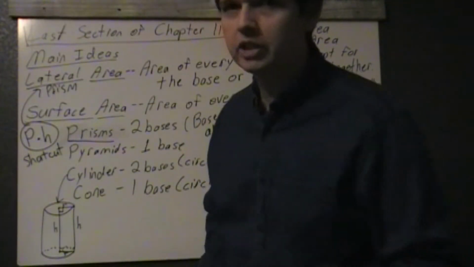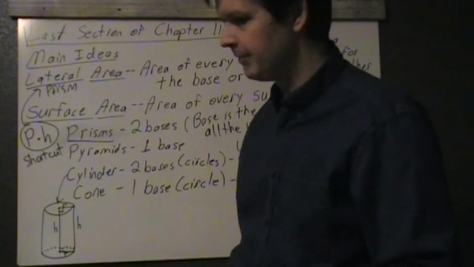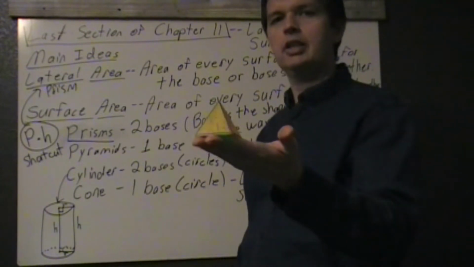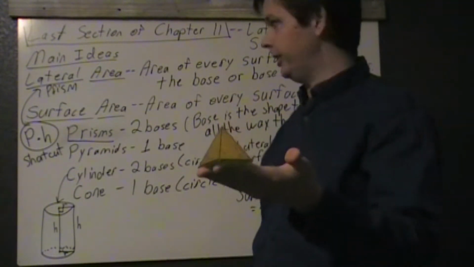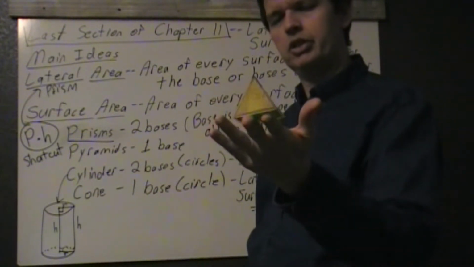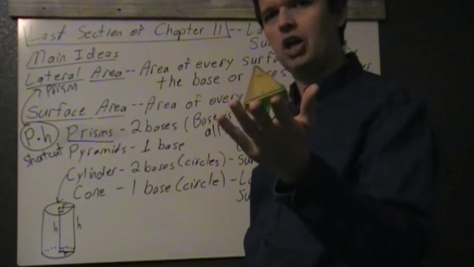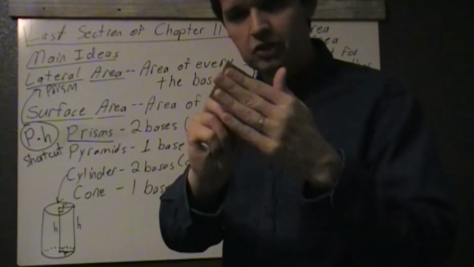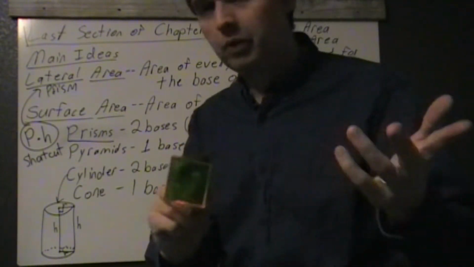Now let's go to pyramids, shall we? Y'all have seen a pyramid like this. This is a square-based pyramid. Notice the shape that goes all the way through it, the base, is the square in this case. It could be a rectangle, it could be a triangle.